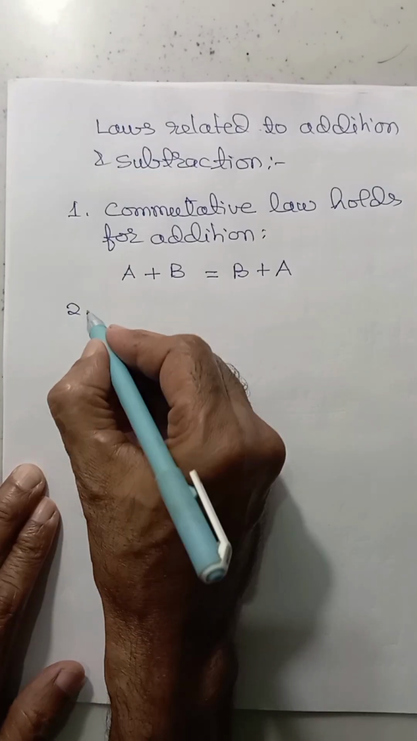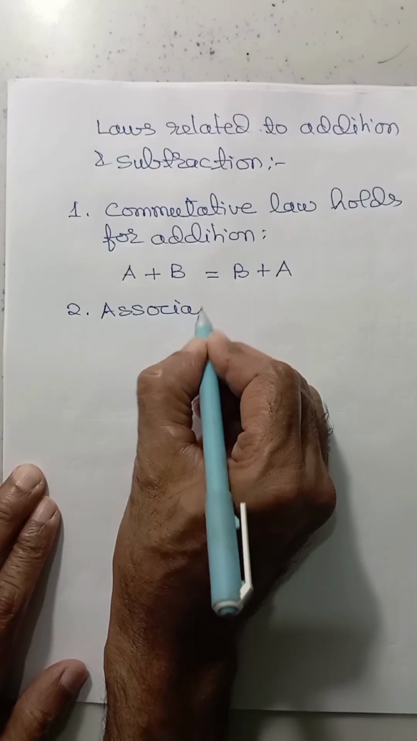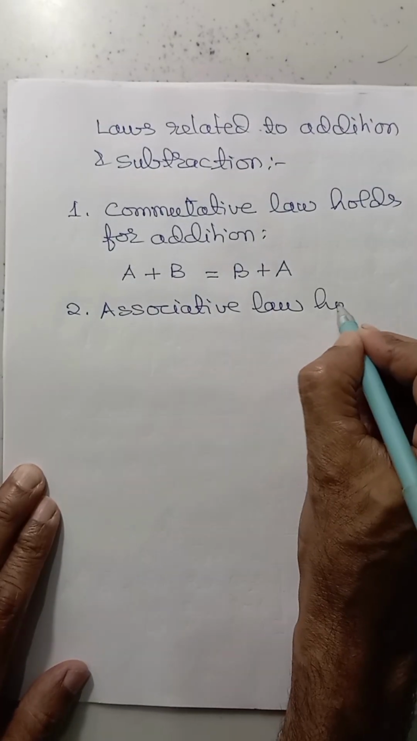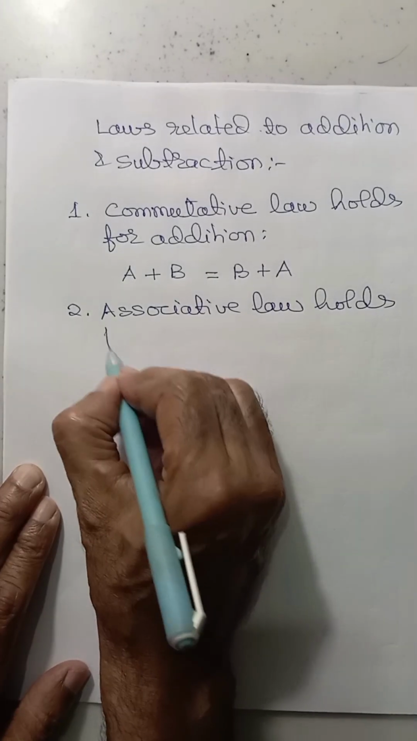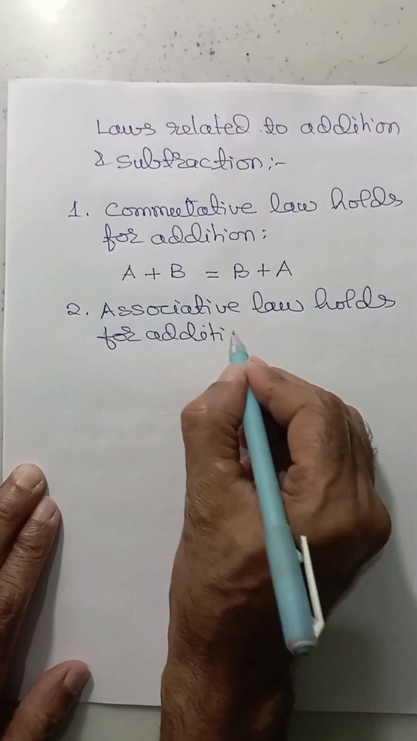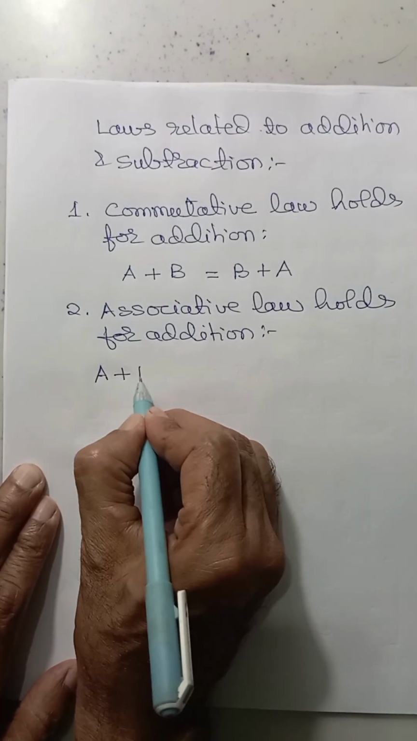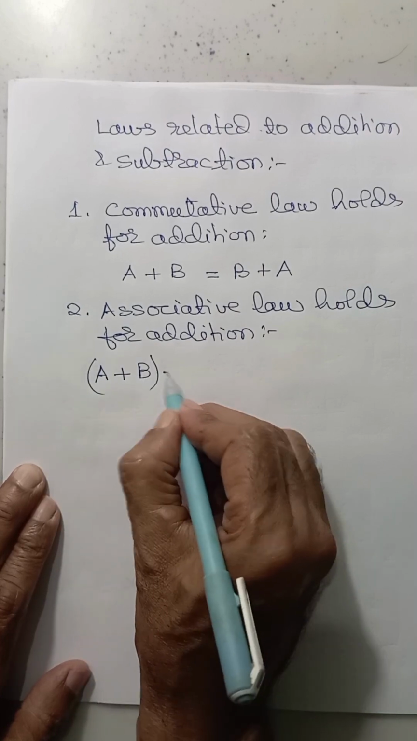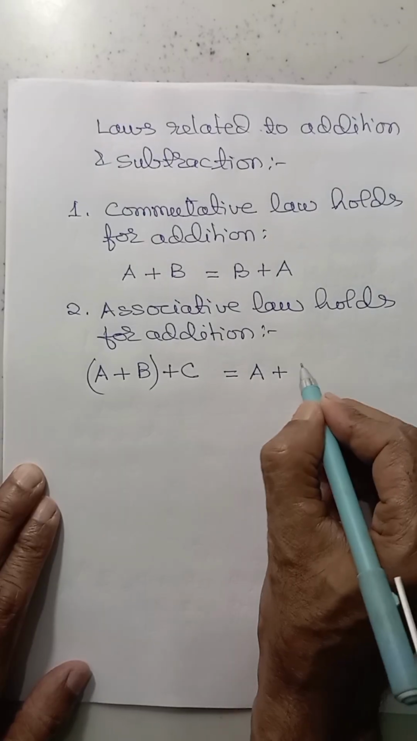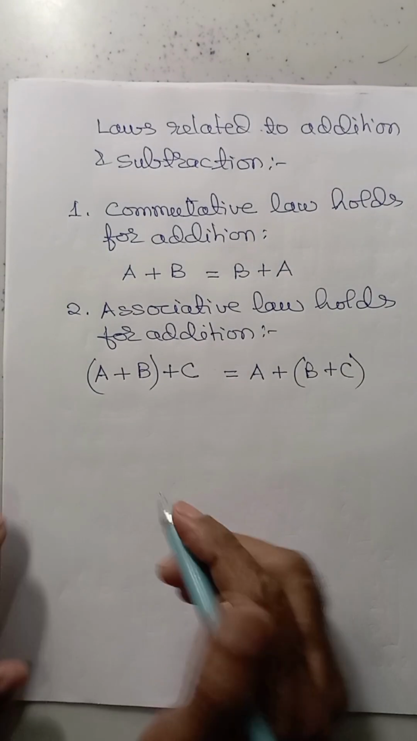Second is the associative law. It holds for addition. It means if A is a matrix plus B is a matrix, we keep it in brackets, plus C is a matrix, we can write it as A plus B plus C. So these are the laws for addition.